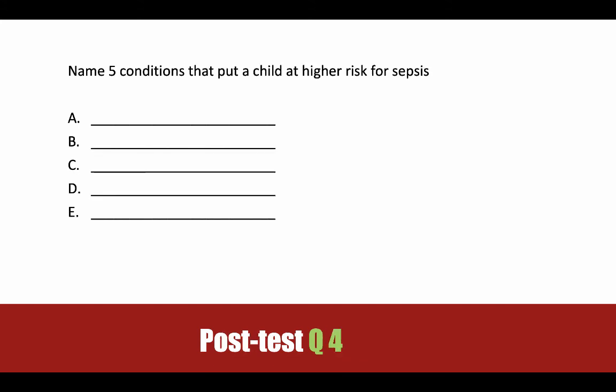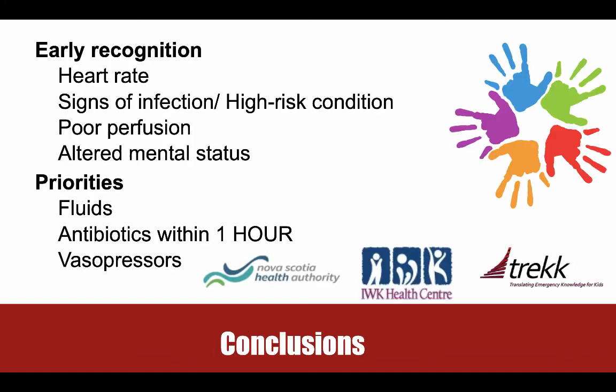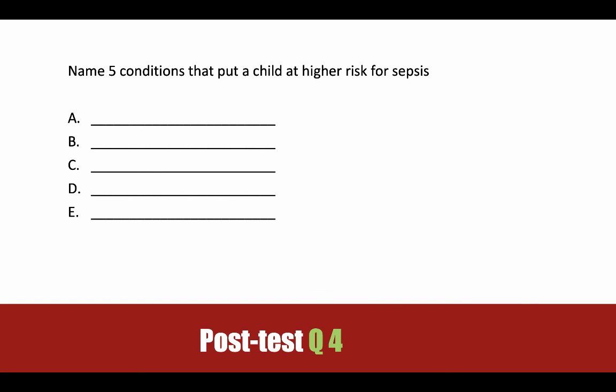And in terms of the 5 conditions that may put a child at higher risk for sepsis, these can include immunocompromise, either because of their medications or their underlying condition, cardiac, respiratory diseases, neurodevelopmental delay, as well as recent surgery.